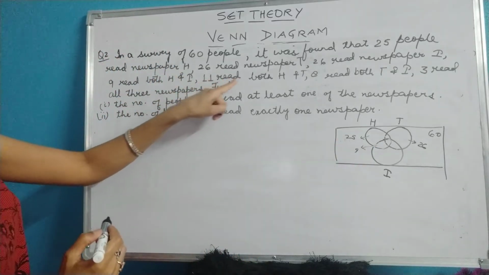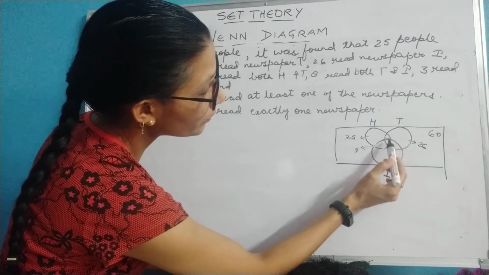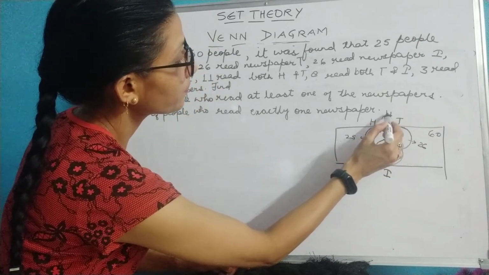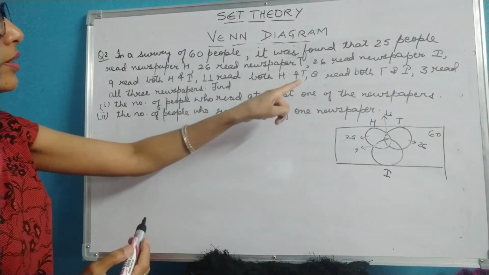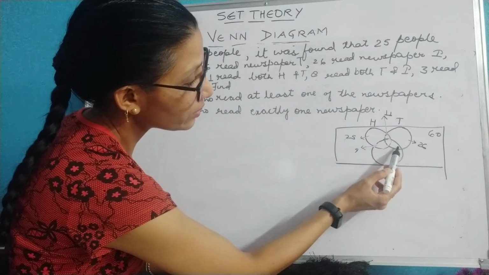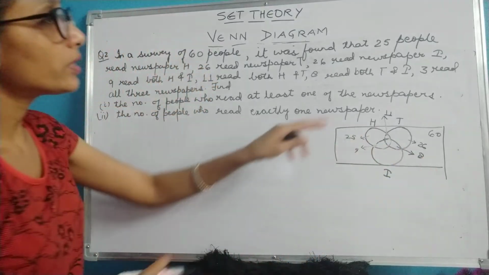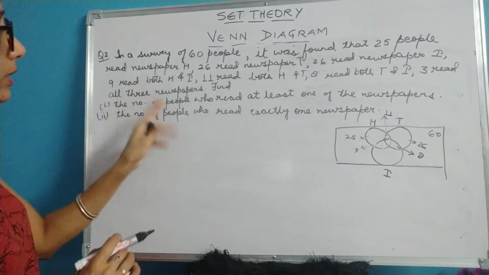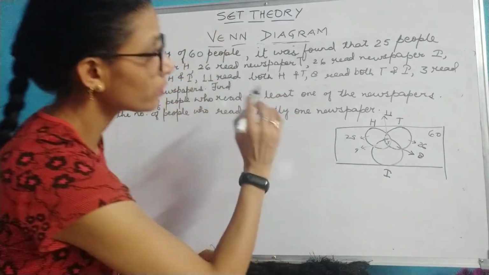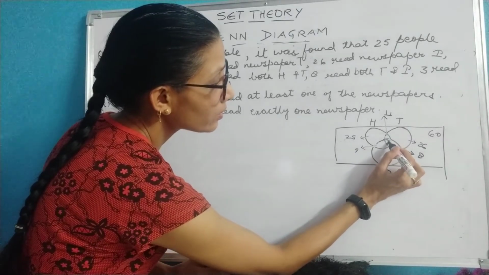Now 11 read both H and T. That means this is the part which is read by 11 people. 8 read both T and I, and this is the common part. So this is your 8. Now it is given that 3 read all the 3 newspapers. So this is the part which is for all the 3 newspapers. So this is given to us as 3.